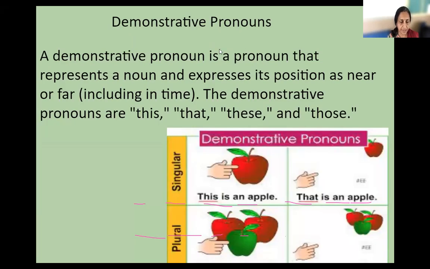Then we have demonstrative pronouns. A demonstrative pronoun is a pronoun that represents a noun and expresses its position near or far, whether it is close to the person who is speaking or whether it is a little away from that person. So the normal demonstrative pronouns are this, and if it is plural, it is these. And if it is far away, singular and plural, that and those.